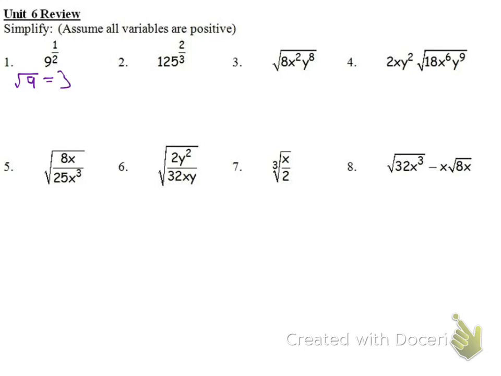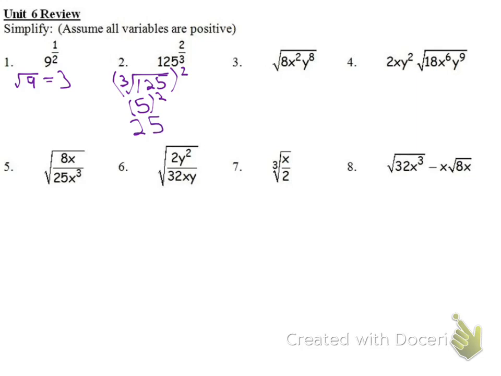Number 2, if we change that to exponential form, it means we're looking at the cube root of 125 squared. Now the cube root of 125 is 5, which leaves us with 5 squared, which is 25.